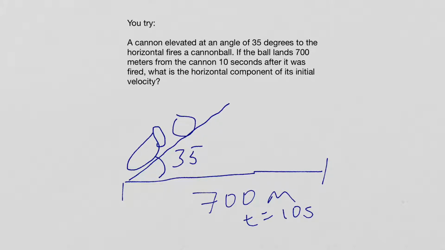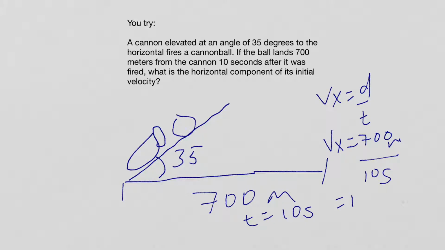So in the x direction, we have Vx equals d over t, just like you did with the horizontally launched projectiles. We still don't have any force in the x direction to speed it up or change it in any way, so we still use this equation. So it's just going to be Vx equals 700 meters divided by 10 seconds. So you get 70 meters per second in the x direction. So that's Vx, all right?